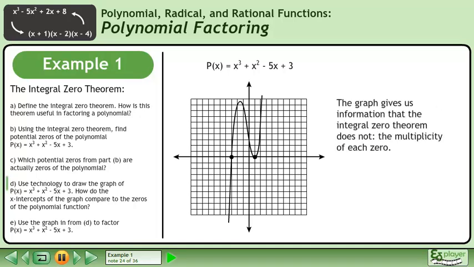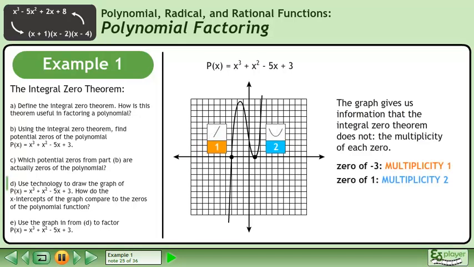The graph gives us information that the integral zero theorem does not, the multiplicity of each zero. The zero of negative 3 has a multiplicity of 1, and the zero of 1 has a multiplicity of 2.